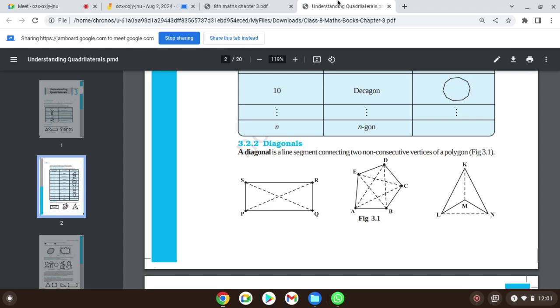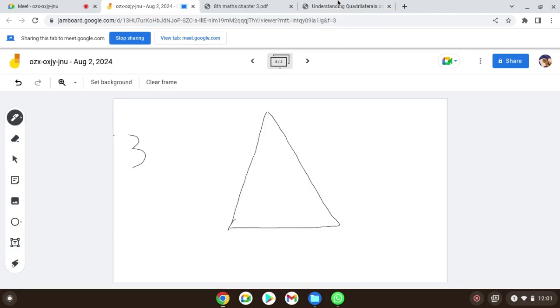We have to draw a line between these. For example, here one line segment, 2 line segments, 3 line segments. They meet at a specific point, and the lines which help them meet at a specific point are known as diagonals. So a diagonal is a line segment that connects two non-adjacent vertices in a polygon.